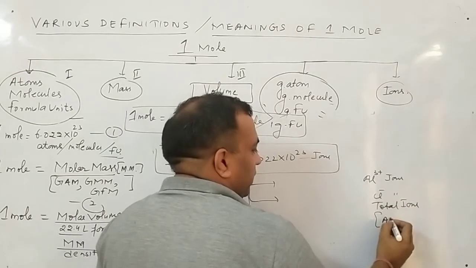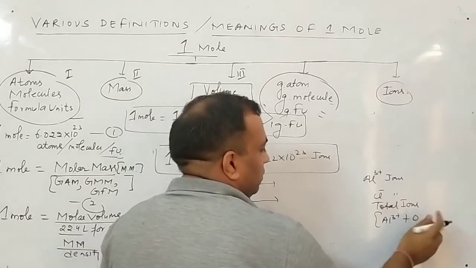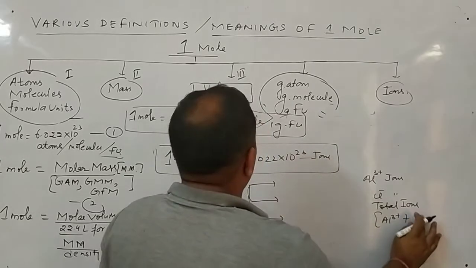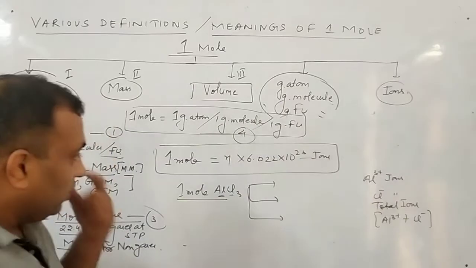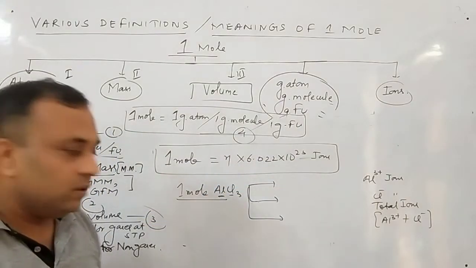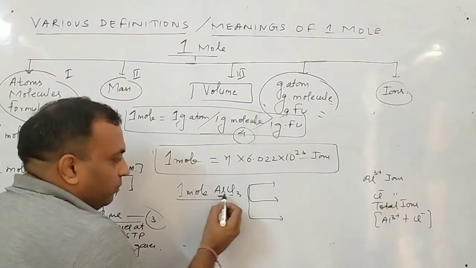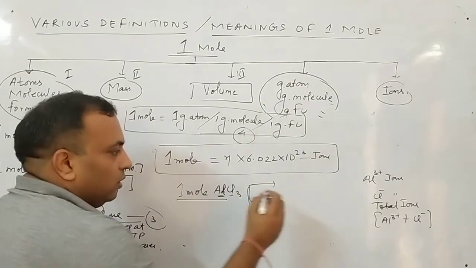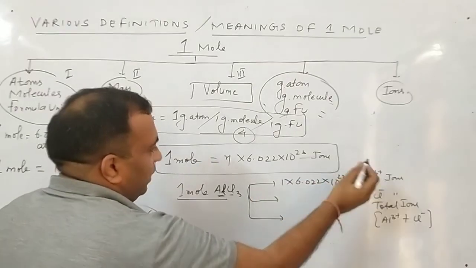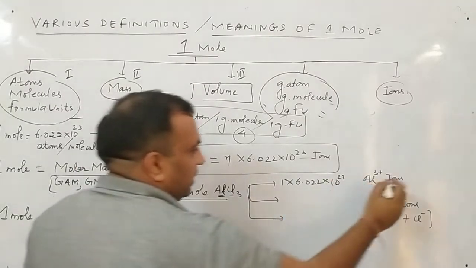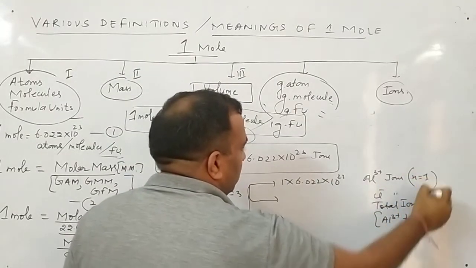Total ions means Al3 positive plus Cl negative ions of AlCl3. Just see, the formula is n into Avogadro number. Aluminium is single, 1. So 1 into Avogadro number of Al3 positive ions. In this case, the value of n is 1.